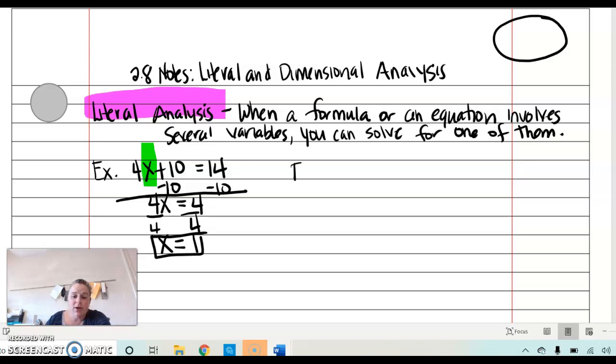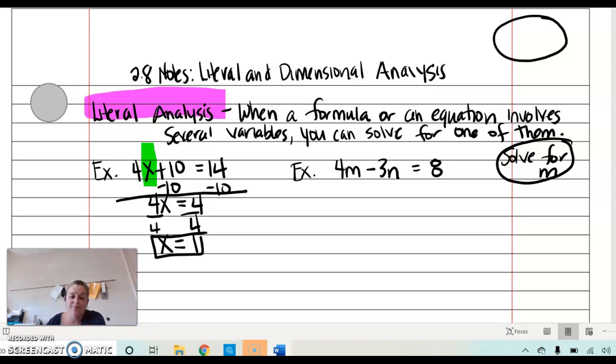If you take a look at this one, you have the equation 4m minus 3n equals 8. Okay, in this case, you have two variables. So I'm going to tell you to solve for one of them. Let's say I ask you to solve for m. The same rules apply. So what I'm going to have you do is highlight your variable, the m, and ask yourself what's happening to it. Well, we've subtracted 3n and multiplied by 4. So to get rid of this stuff, you have to undo it. Well, if you've subtracted 3n, let's add 3n.